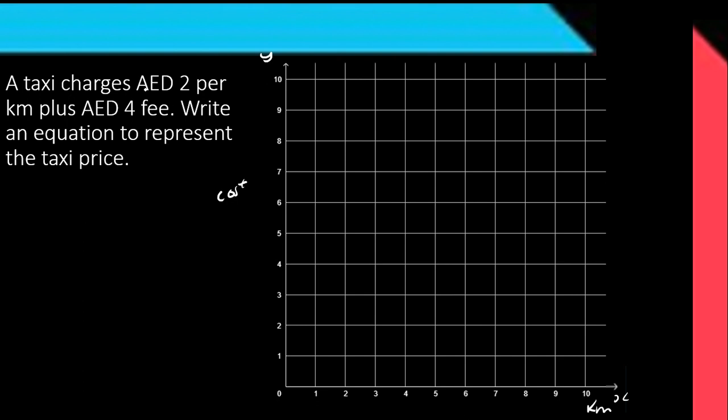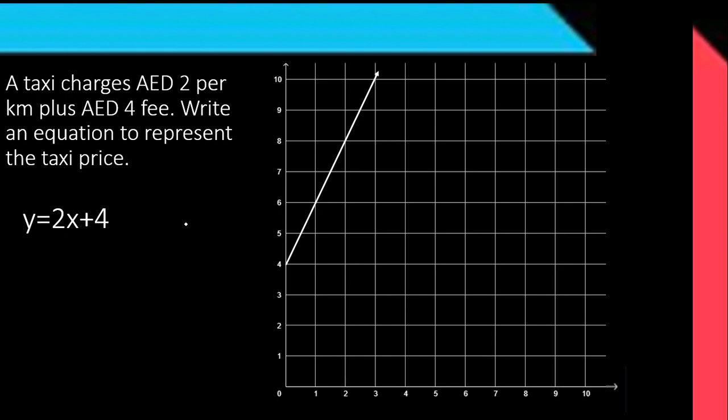Okay, so to work it out, naturally I would do 2 dirham multiplied by the number of kilometres, and then I would add the 4 dirham fee. So I'm going to represent this by saying 2 multiply the number of kilometres, and then I'm going to add the 4 dirham fee. And that is the equation of this situation. This is the equation I can use to work out how much I'm going to pay for a certain number of kilometres. So my y-intercept is 0, 4. My slope is 2 over 1, which is rise over run. So I'm going to rise by 2 and run by 1. Rise by 2 and run by 1. Then I can draw the equation of this line to represent this information.